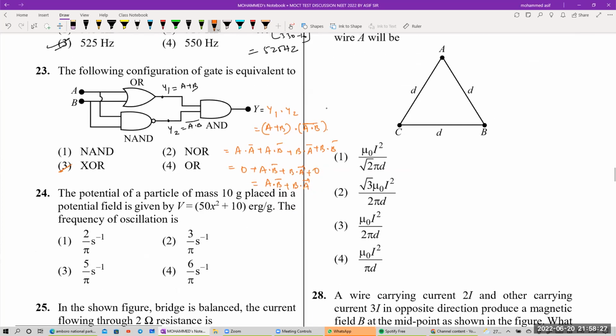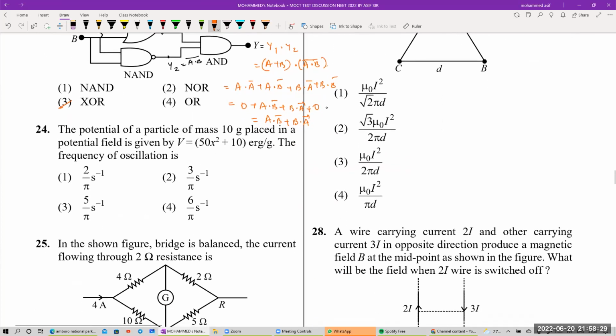Okay, let's go. Oh, question number 25. Two questions were asked on SHM, beta. The potential of a particle of mass 10 gram placed in a potential field is given by V equals 50 x square plus 10 erg per gram. The frequency of oscillation will be equal to how much?